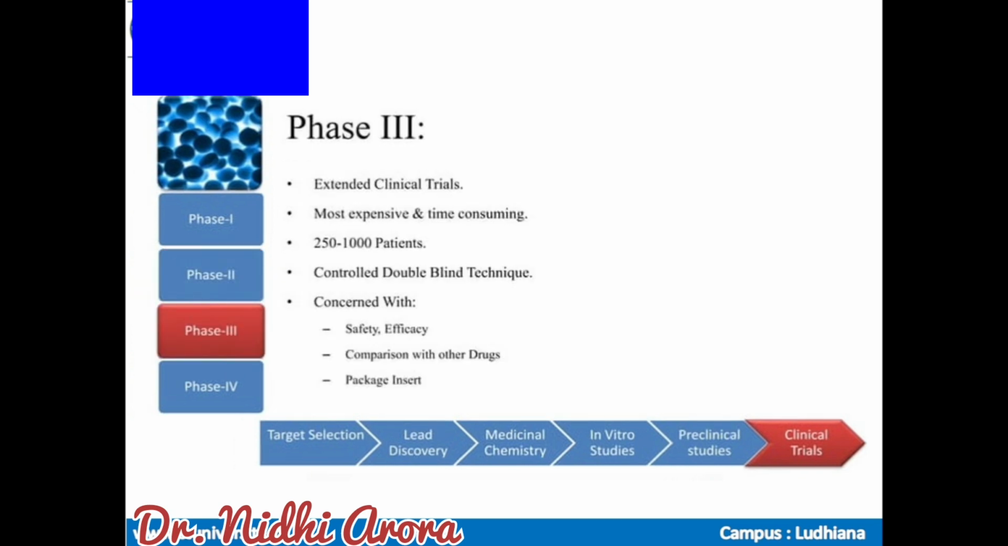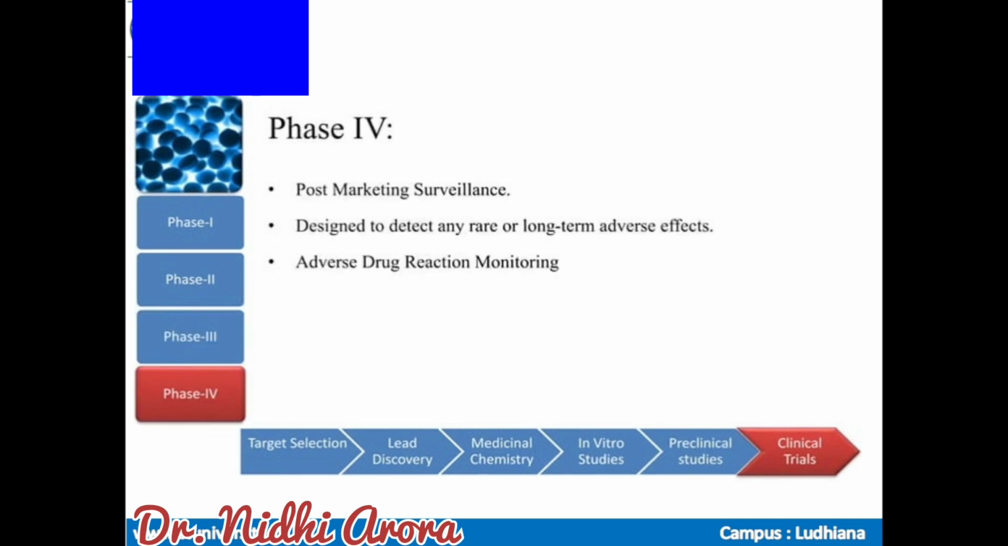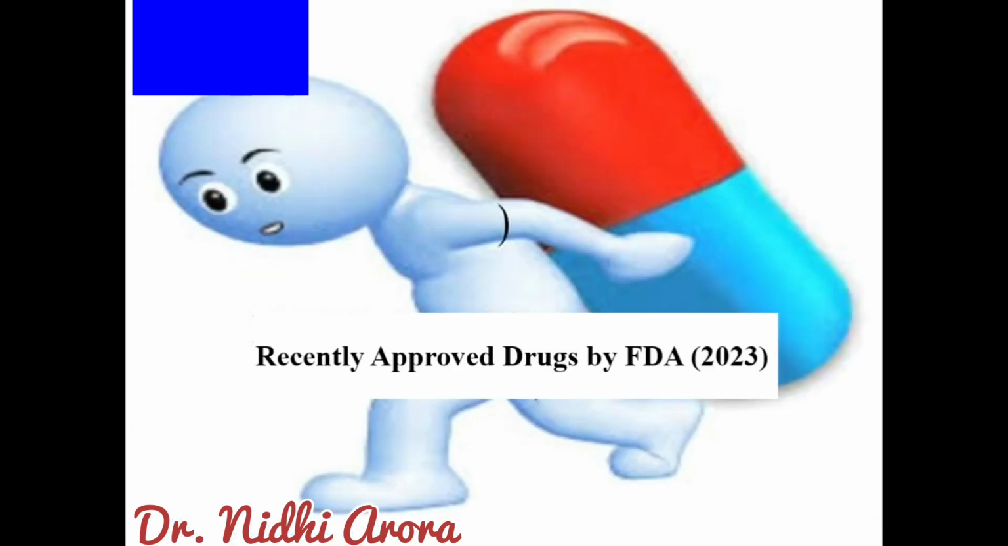Next we talk about phase 3. Phase 3 is also called extended clinical trials, and it is the most expensive and time consuming. It takes 250 to 1000 patients, uses the controlled double blind technique, and is concerned with safety, efficacy, comparison, and package insert. Phase 4 is post marketing surveillance, designed to detect any rare or long term adverse effects. It is used for monitoring adverse drug reactions.